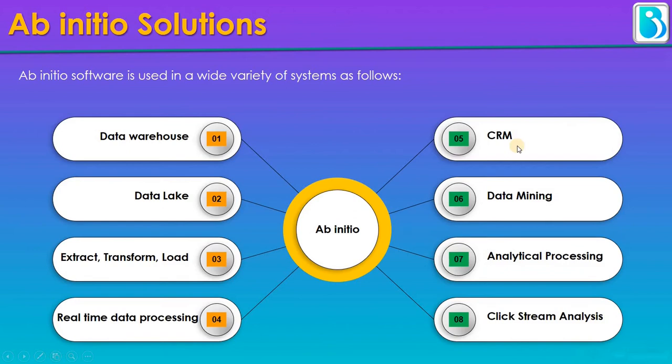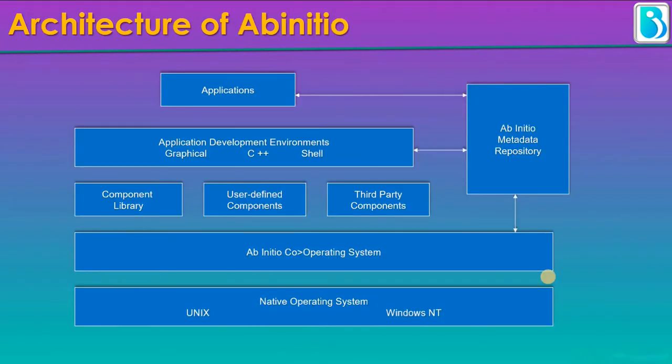And CRM, customer relationship management tools like Salesforce, and maybe any other tool in the CRM domain. And data mining, analytical processing, clickstream analysis, etc. Moving on to the next slide. Architecture of Ab Initio. This is the typical architecture of Ab Initio.